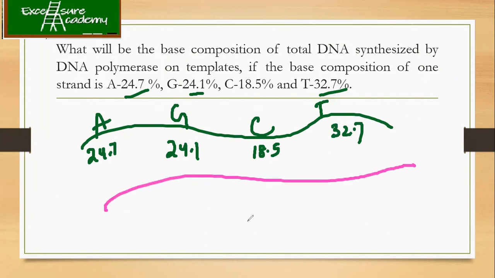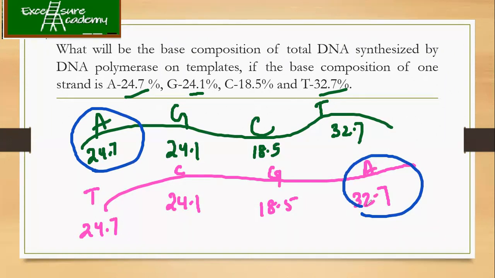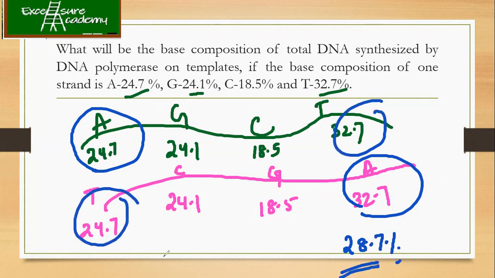Now let's make the second strand. Okay, so how much it is going to be here? T 24.7, C 24.1, G 18.5 and here again A 32.7. Now you need to calculate the total base composition. So how much you are going to get? It is going to be the addition of all this. So A means 24.7 plus 32.7 and half of it because it is in the double stranded, right? So when you add it, you're going to get 28.7 percentage.